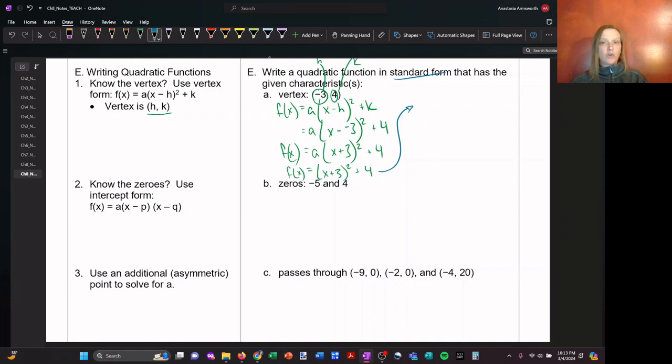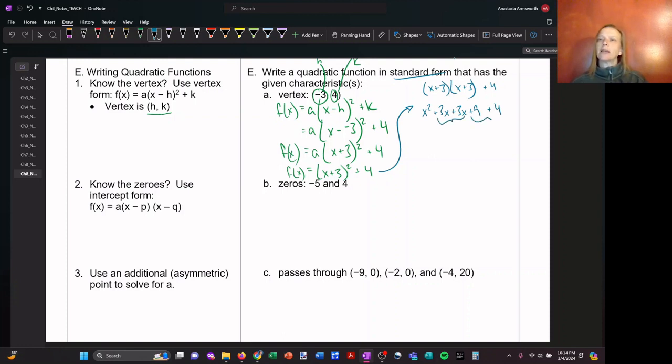So I need to multiply out my x plus 3 times x plus 3. It might help to write it out in fully displayed form instead of the squared form, plus 4, so that I can focus on using FOIL if necessary to multiply this together. So x times x is x squared. X times 3 is 3x. 3 times x is 3x. And 3 times 3 is 9.